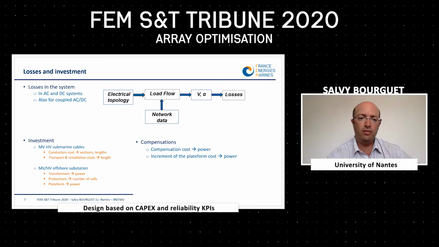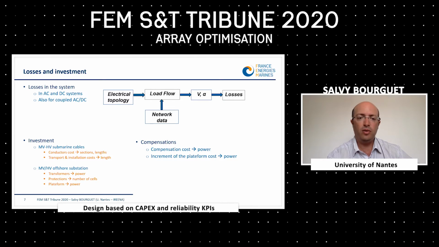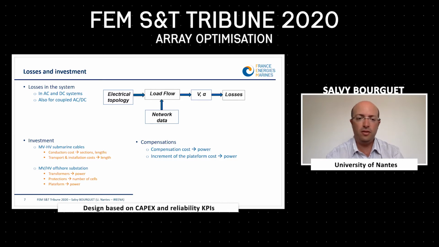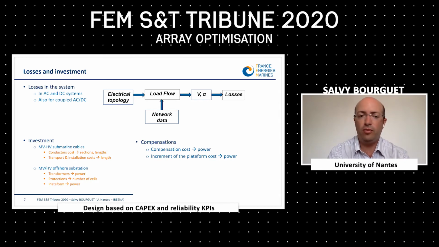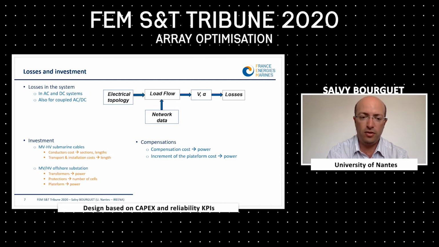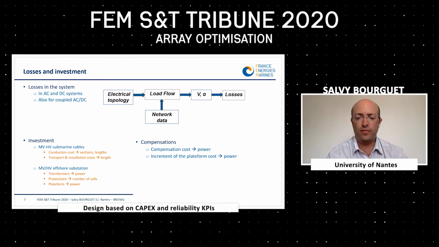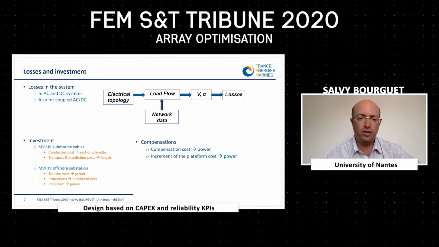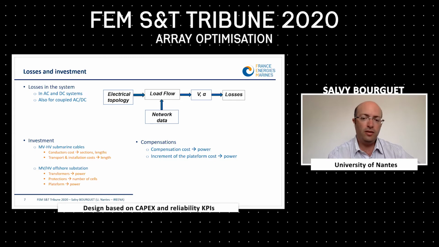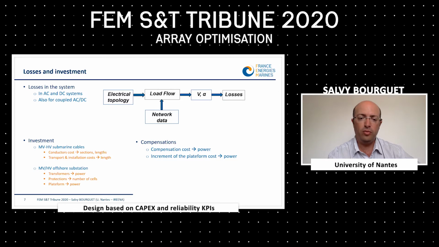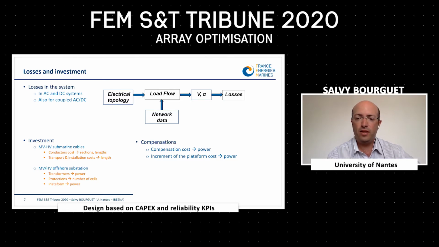These are looked at with regards to the investment parts on MV and HV submarine cables, and the different costs we have here are variable with regards to the sections or lengths depending on the technology. We also have a module for the offshore substation based on several models for the transformers, protections, and platform, varying with regard to the power or number of cells and so on. That's the same for the compensations.